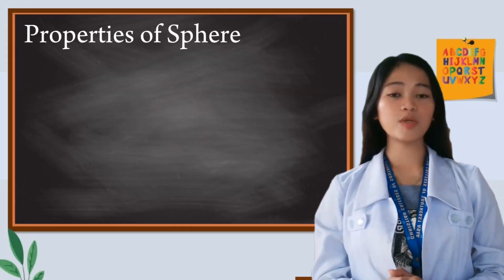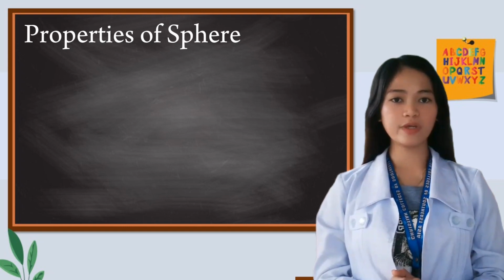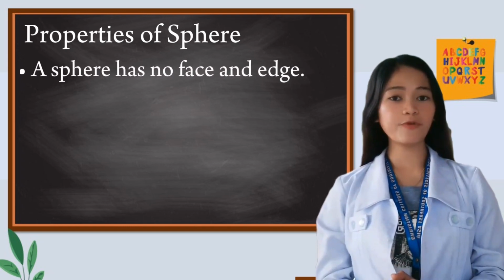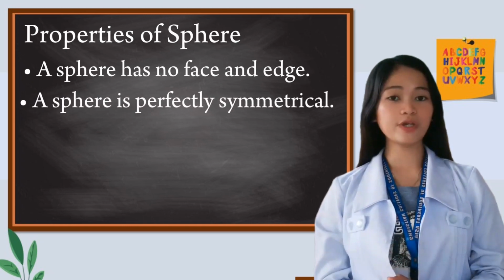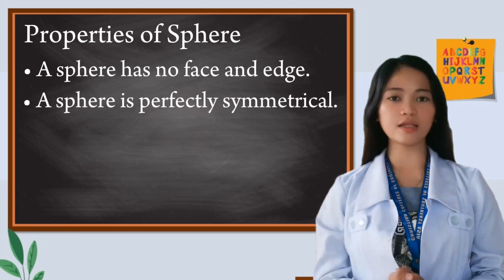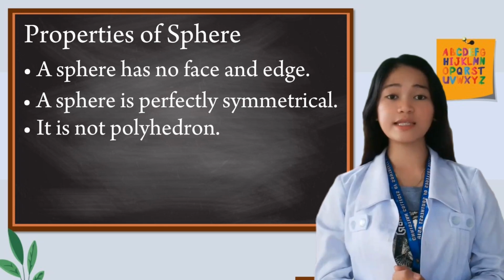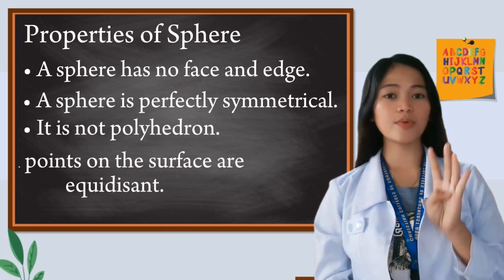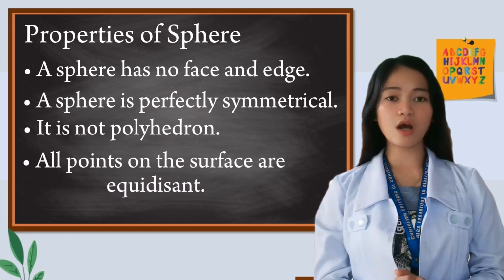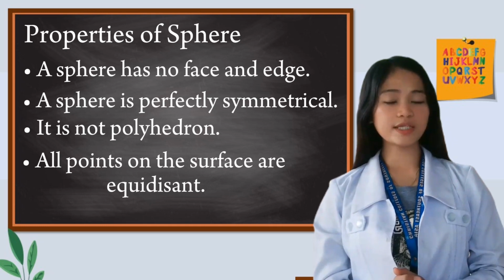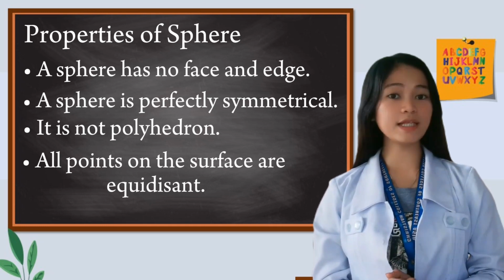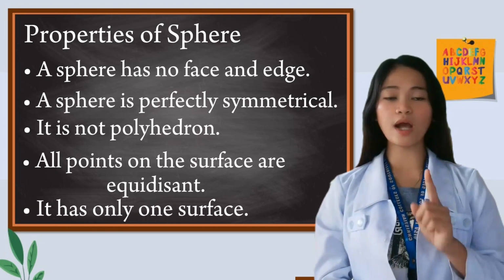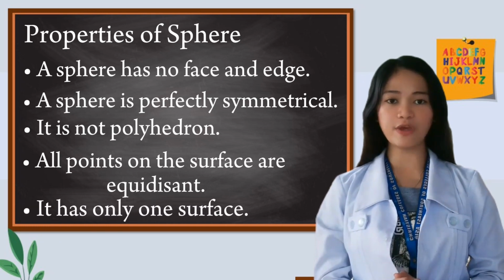There are some important properties of a sphere. Number 1, a sphere has no face and edge. Number 2, a sphere is perfectly symmetrical. Number 3, it is not a polyhedron. Number 4, all the points on the surface are equidistant from the center of a sphere. And number 5, the last, it has only one surface but not a face.